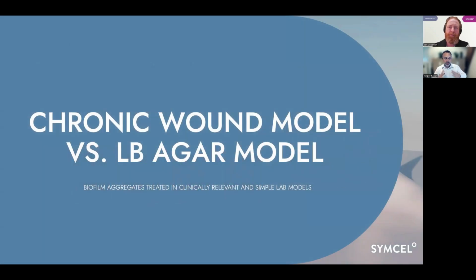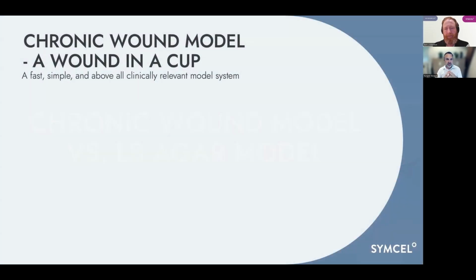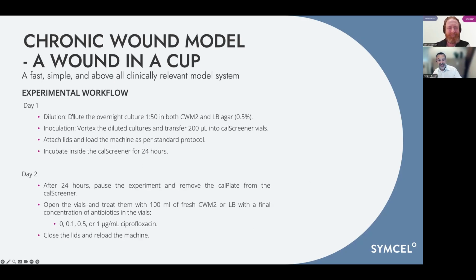So we wanted to test this model system and say, okay, is this actually closer to reality than if you take a simple model system? So we wanted to test it against something quite simple. We took an LB media and added 0.5% agar that will mimic the viscosity of the wound media and also create these nice biofilm aggregates, but based on an LB media.